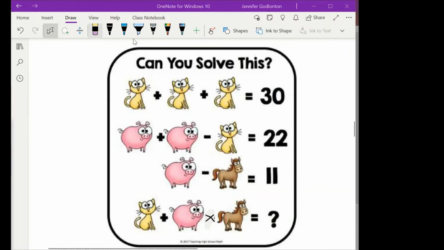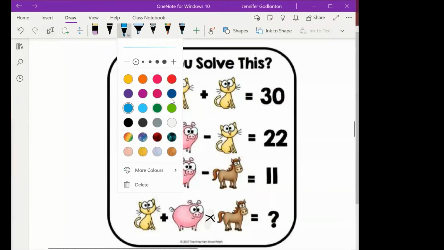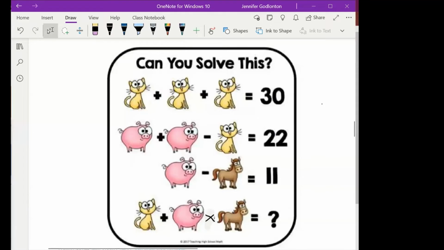Okay, let's go through how we got to 90, and then we can move into fractions. So our cats, 3 cats is equal to 30, which means each of our cats has to be 10, because 10 plus 10 plus 10 is 30.